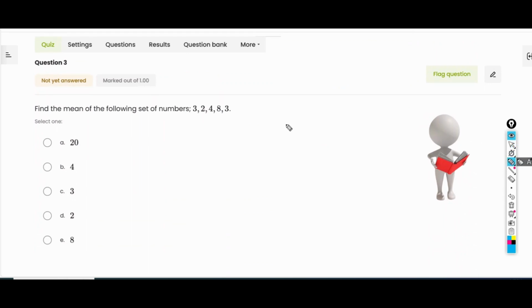Next is, find the mean of the following set of numbers. The mean is the sum of terms divided by the number of terms. So the sum of terms is 3 plus 2 plus 4 plus 8 plus 3, and then divided by the number of terms, which is 5.